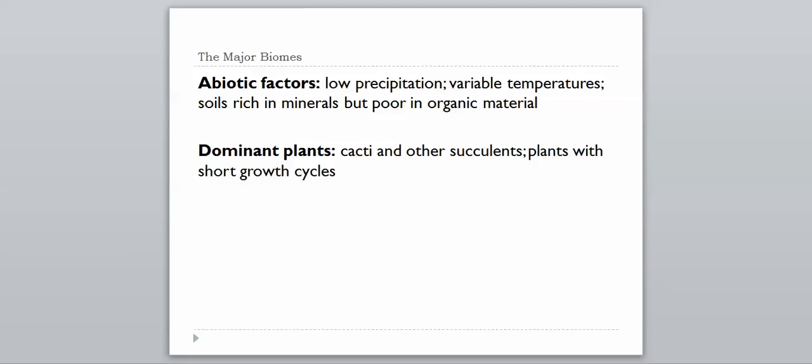There's soils that are rich in minerals but poor in organic material, so there's not a lot of dead plant and animal matter hanging around, but there are some nutrients and minerals in the soil. And the dominant plants would be cacti, or cactuses, and then other plants with short growth cycles, because it's kind of hard to be a big plant when you don't have a lot of moisture.